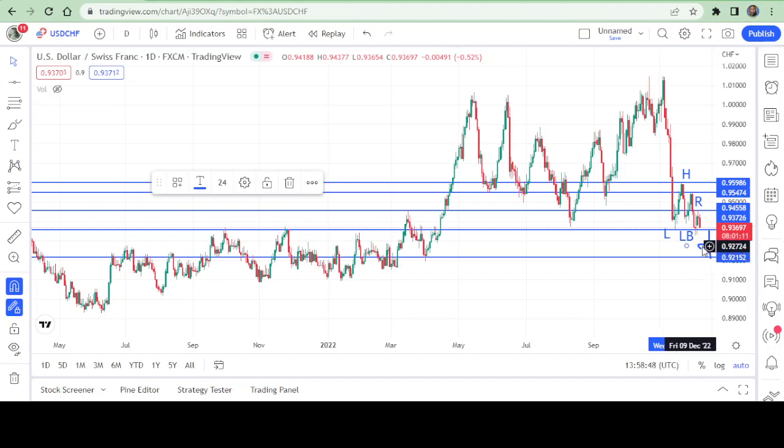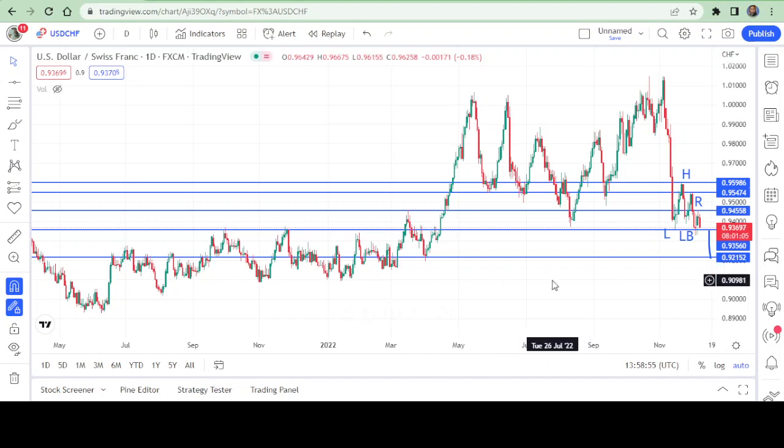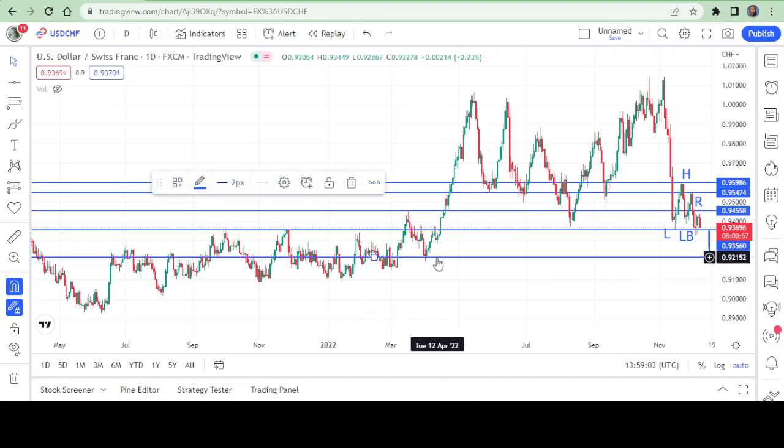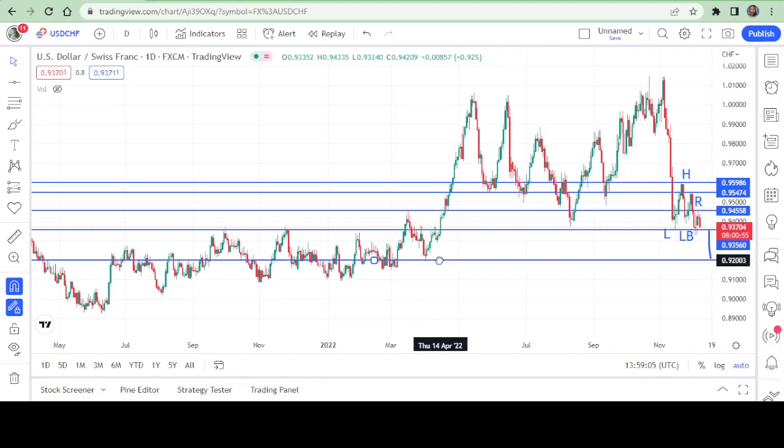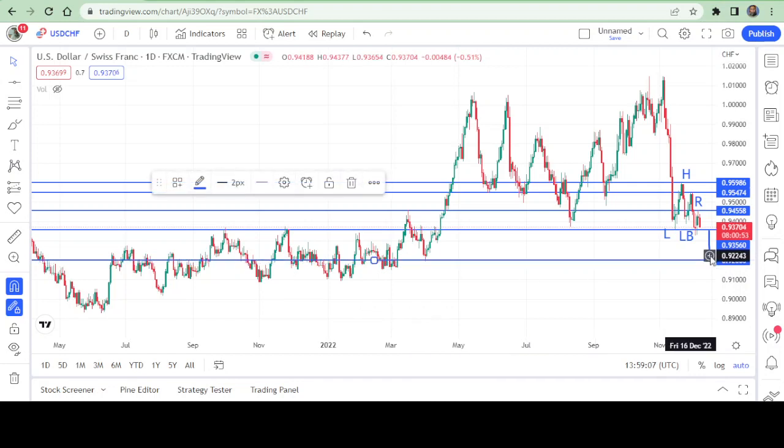Now this is the daily support. I am expecting this pair to come downward to this support. At least I am expecting this to come down.